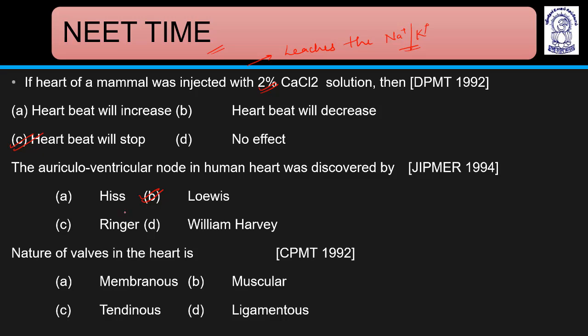The nature of valves in the heart is membranous. In the heart, the valves are membranous. The auriculoventricular node in humans was discovered by Lewis.